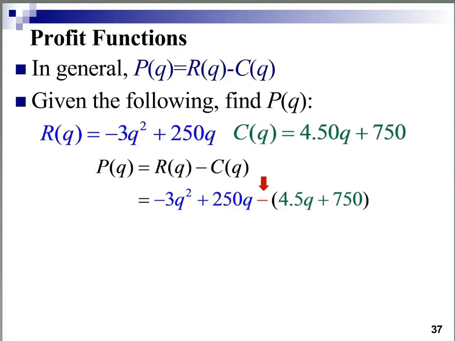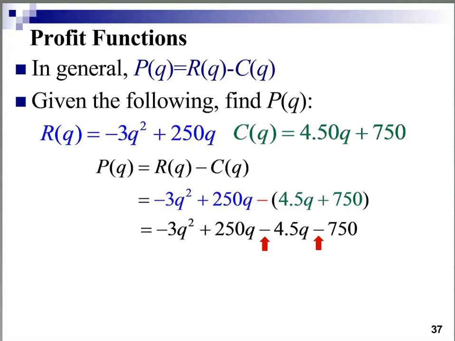This subtraction symbol right here means that we're taking away the whole thing. We're not just subtracting one piece like the 4.5q, we're subtracting all of it. And so algebraically this means we're going to have to be careful and we're going to have to distribute that negative sign into both terms. When we do that, we get something that looks like this. Notice the negative signs appear for both of the terms in the cost function because the negative sign is being applied or distributed to each of those two terms.